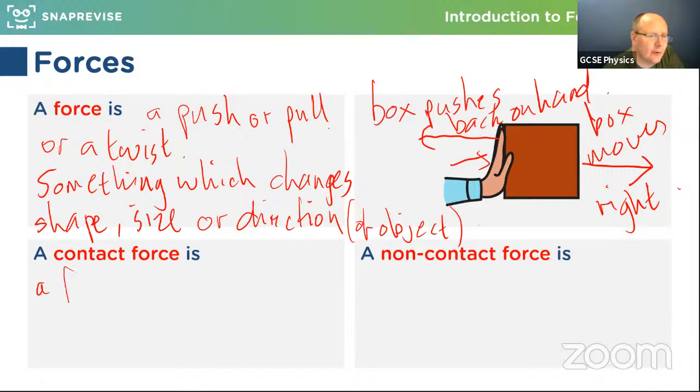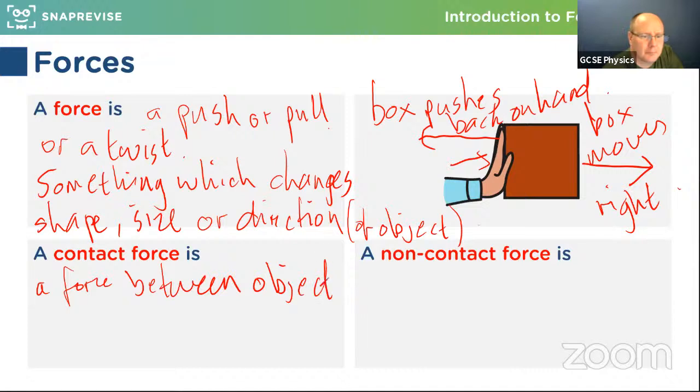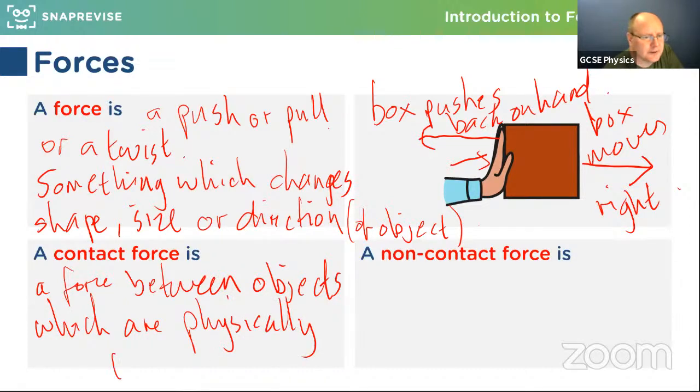So a contact force is a force between objects which are physically touching. Just to avoid saying in contact again, because it comes in the definition. There we go. So a force between objects which are physically touching, that's what a contact force is. And a non-contact force, fairly straightforward, I hope. What would you say to describe a non-contact force?